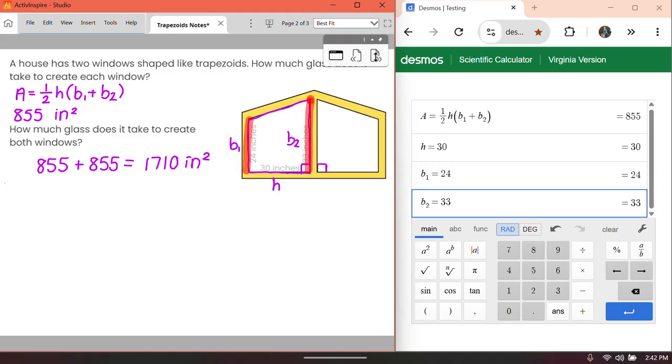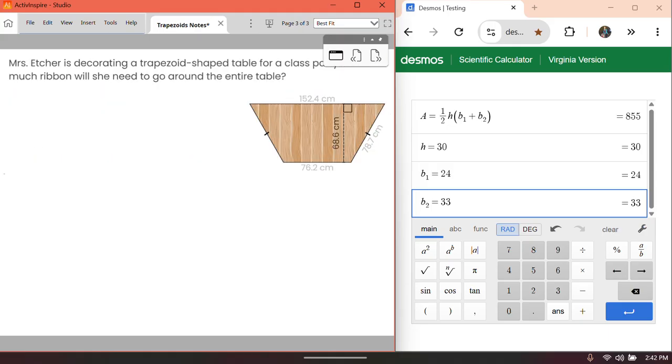Okay, let's look at one more trapezoid. This one says, Mrs. Etcher is decorating a trapezoid-shaped table for a class party. How much ribbon will she need to go around the entire table? Well, if I'm going around something, that's perimeter. I don't need an area formula at all because perimeter is add all sides.